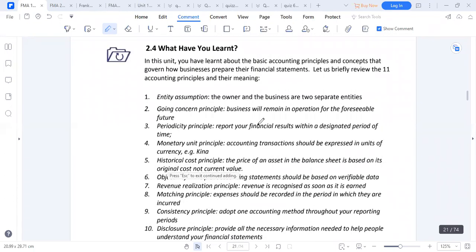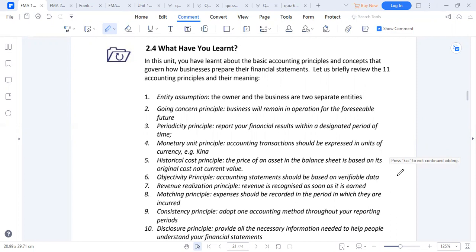The entity assumption: the owner of the business and the business are two separate entities. Going concern: the business must operate in the foreseeable future. Periodicity principle: report financial results within a designated period of time. Monetary principle: expressed in currency. Historical principle: assume price in the balance sheet to be based on its original, not its current value.